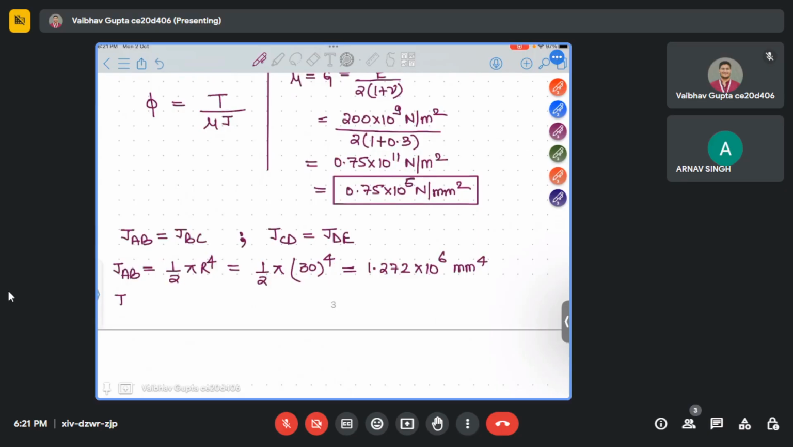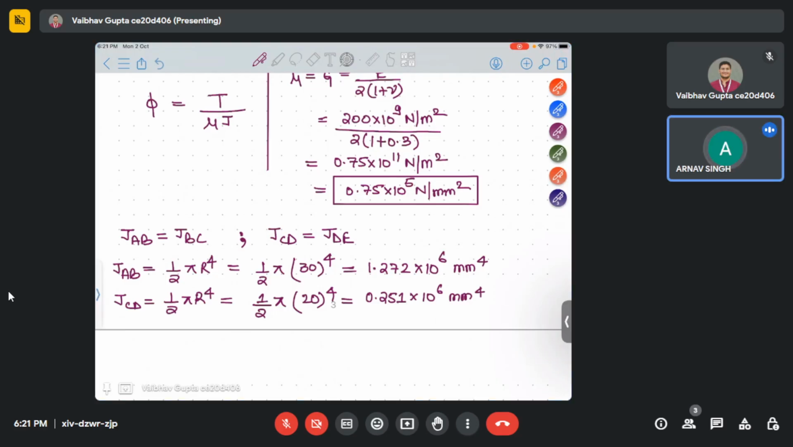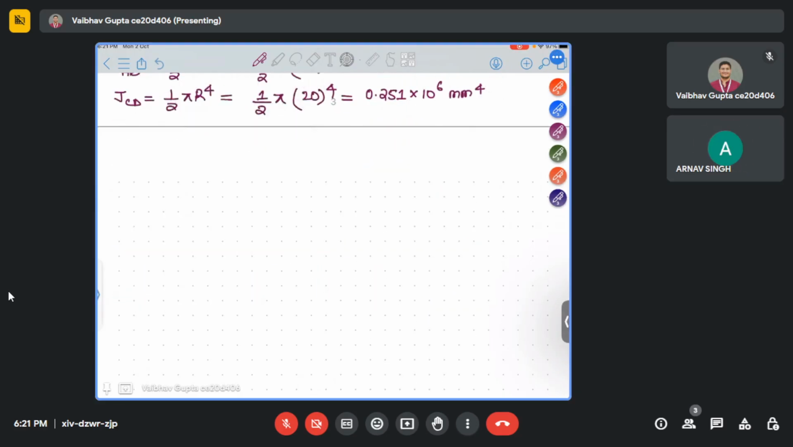Now for JCD, you will get same solid cross section, the same formula. Only R will differ. So you will get half into pi into diameter given is 40, so radius is 20 to the power 4. So you will get 0.251 into 10 to the power 6 mm4. Up to now, any doubt? No, sir. Okay. So now we know polar moment of inertia for all the elements.